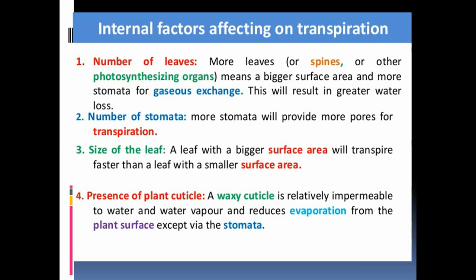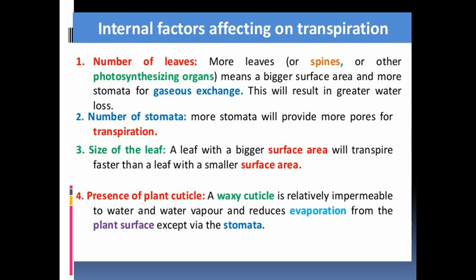Size of the leaf. Yes, the leaf size also plays a vital role. In some cases the leaves get reduced into spines, like in cactus, where the leaf surface is reduced to spines so that the size of the leaves is reduced and it can prevent excessive transpiration. So the size of the leaf plays a big role. The bigger the surface area, the greater the rate of evaporation. Naturally, a bigger leaf surface area will readily increase the rate of transpiration.